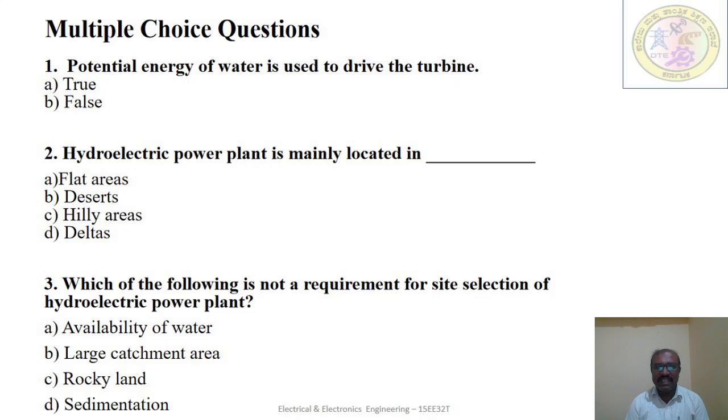Options A, B, C are the requirements for the site selection. D is the answer because sedimentation may reduce the water storage capacity of the reservoir and may also cause damage to the turbine blades. Availability of water, large catchment area, and rocky land are the primary requirements for site selection of a hydro plant.